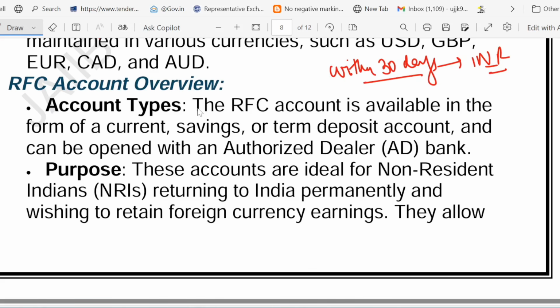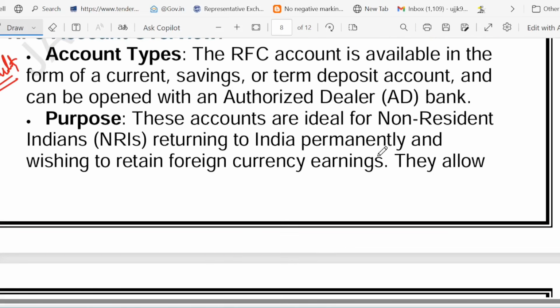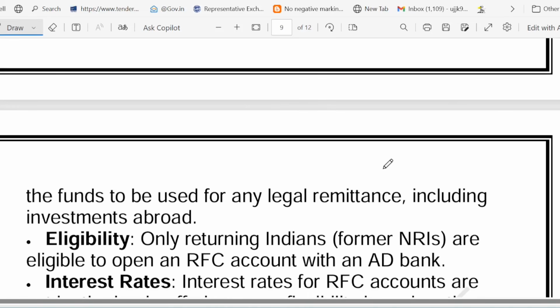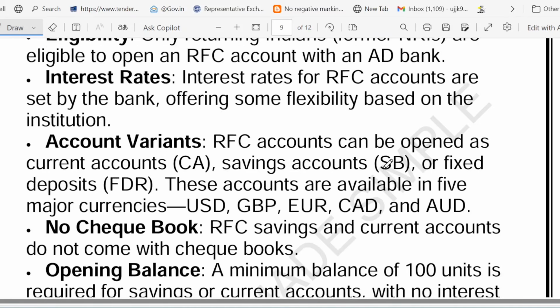Already I told you. So you can keep your foreign savings when moving back to India. Yes, it offers you flexibility in terms of using the funds for investment, travel or remittance purposes. Right? So that is how it offers you flexibility. Multiple account types it can be. It can be a current account, a savings account or a term deposit account. So multiple account types. No forced conversion. Right? This is another advantage.